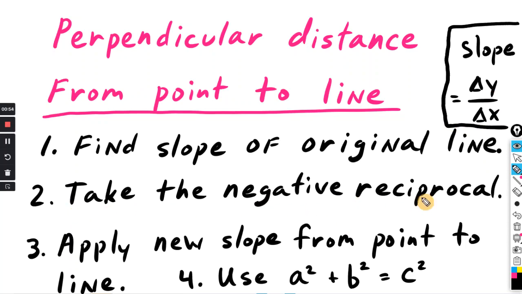Step 2, you take the negative reciprocal. Okay, remember the two steps. You want to flip it and change the plus minus sign. Step 3, you're going to apply that new slope from the point to the line. So basically, you're going to draw in another line that's perpendicular. And then step 4, you're going to use the Pythagorean theorem, a squared plus b squared equals c squared. Okay, you can also use the distance formula, but I think this is a little easier. So you're going to see that on the graph. All right, so those are going to be the four main steps.